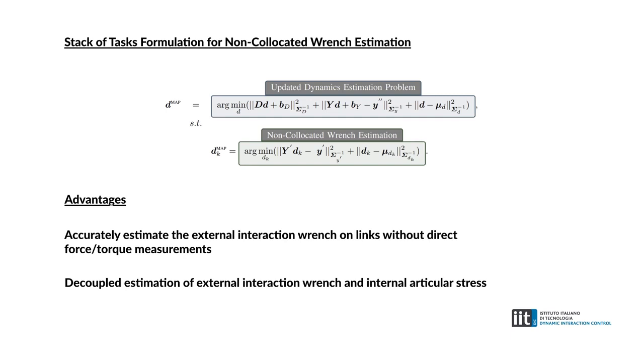This new approach helps us to overcome the previously mentioned limitations, and it allows us to accurately estimate the external interaction wrench on links that do not have any direct force torque measurements, and decouple the estimation of external interaction wrench and the internal articular stress.